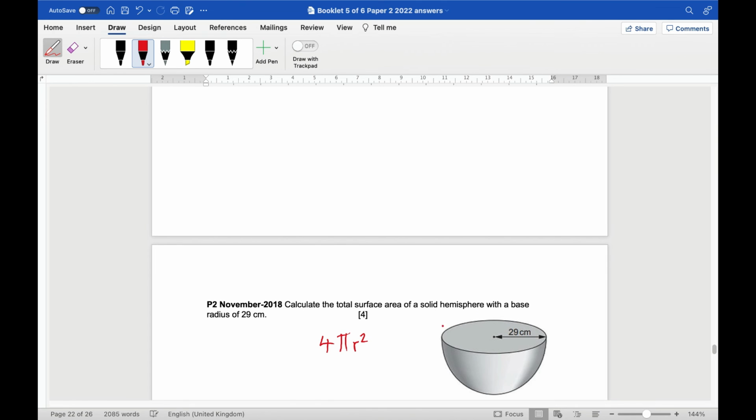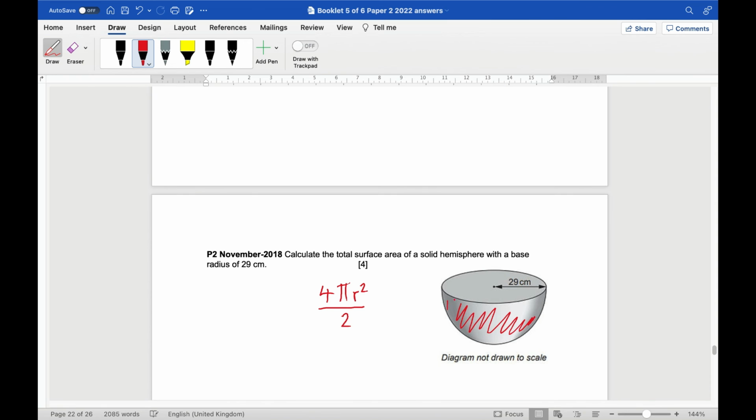However, that would be if it were a full sphere. I'll need to divide that by 2 because it's only half a sphere. That would give me the surface area, or the area of the curvy bit, the sphere bit of it. But actually, because I've chopped it in half, I've actually got a surface here as well, which is a circle. So I'll need to add on to that the area of that circle, which is pi times. So all I'm going to do is put 29 into there and work that out.